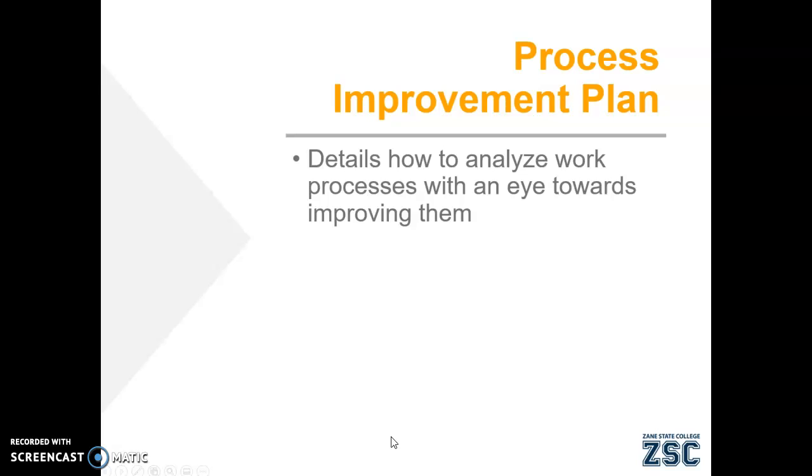A process improvement plan essentially just looks at all of the processes that go into a project, and how they can be analyzed in such a way that they can be improved. So looking at how things are done, how you can measure data, analyze that data, and then use that data to make improvements.